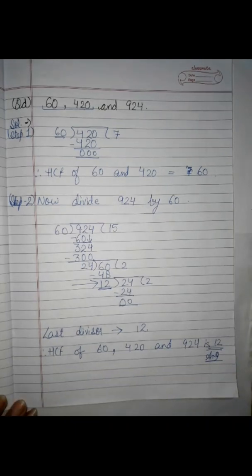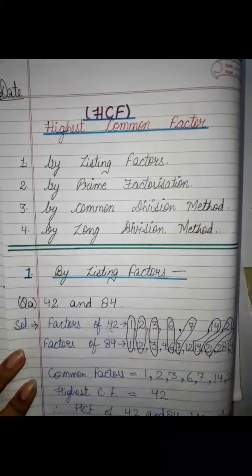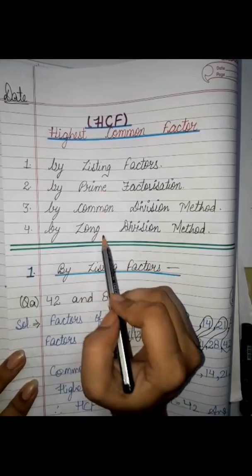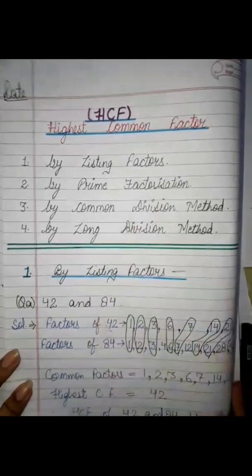Is it clear, children? Now children, I have explained all these 4 methods to you. Practice them and do this exercise 6.5. Question 1 you have to do by listing factors. Second you have to do by prime factorization. Third question you have to do by common division method, means सबको एक साथ लेके you have to divide. And the last you have to do by long division method. And the shortlisted questions I will be giving you in the worksheet.